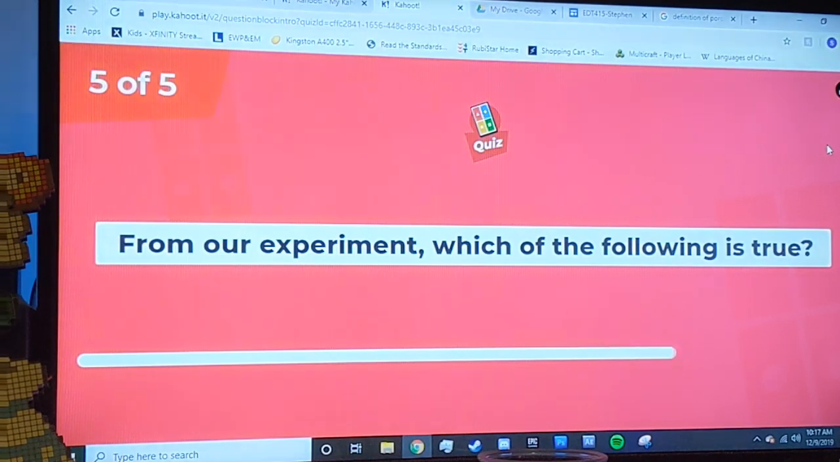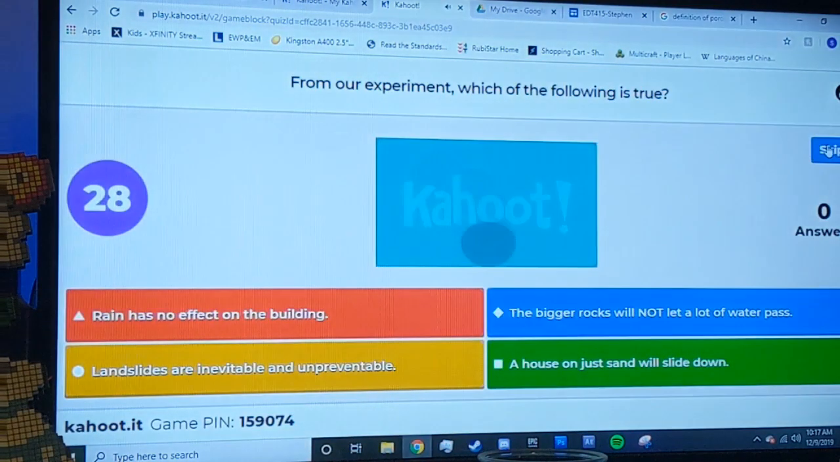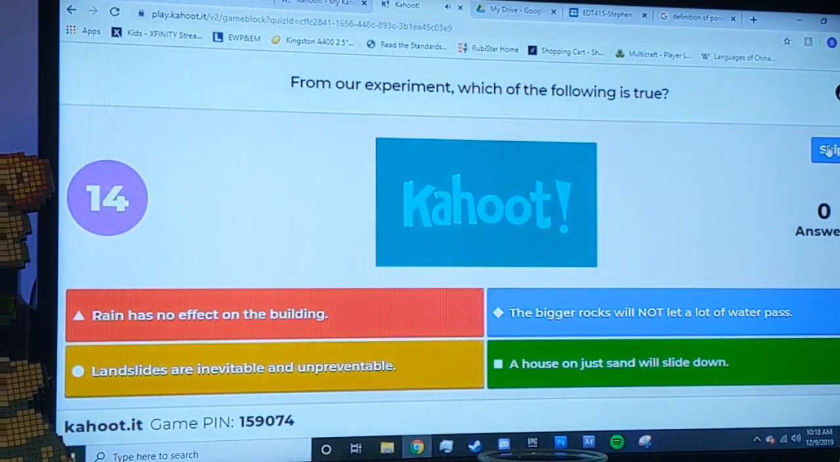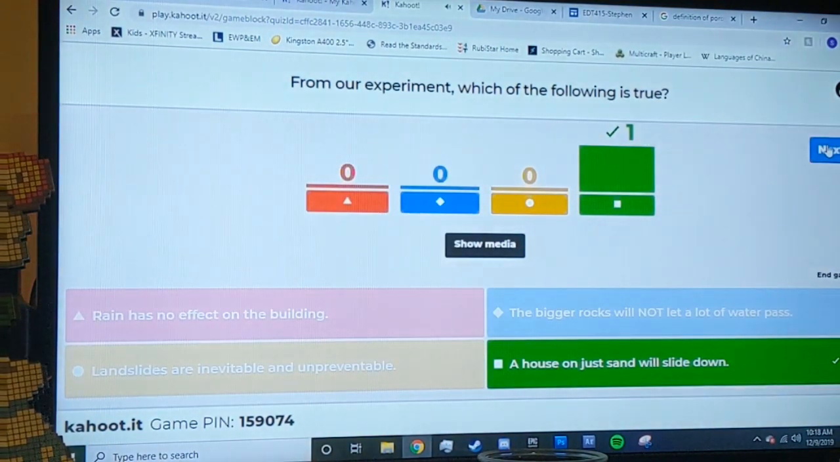Alright, last question. From our experiment, and looking at everyone else's results, which one do you think is a true statement? Rain has either no effect on the building, landslides are inevitable and unpreventable, a house in just sand will slide down, or the bigger rocks will not let a lot of water pass. Right. I mean, none of us tried a house of just sand, but I think we all reasonably believed that if the water's going to run down and sand doesn't let water through very quickly, the sand's going to go with it.